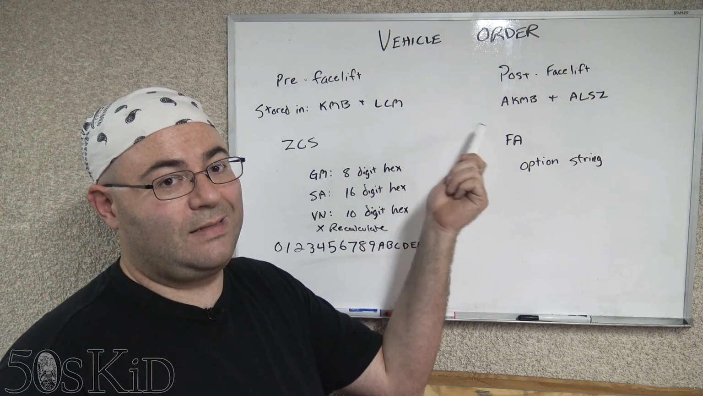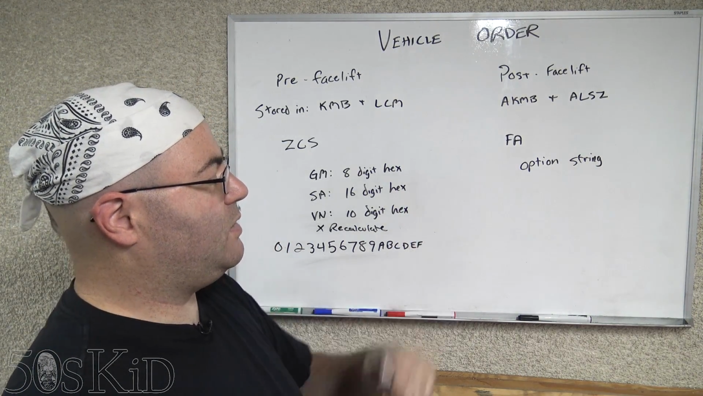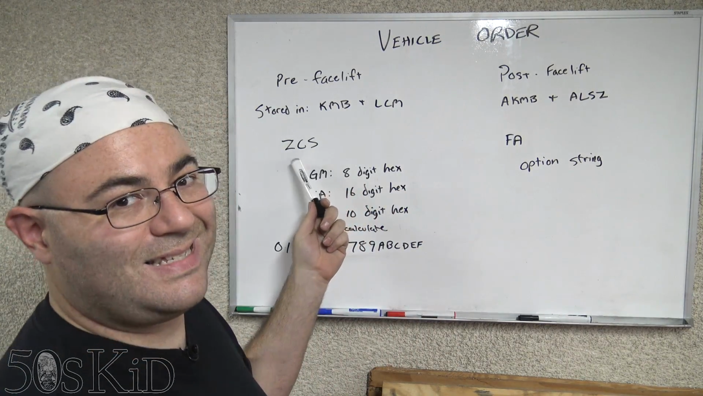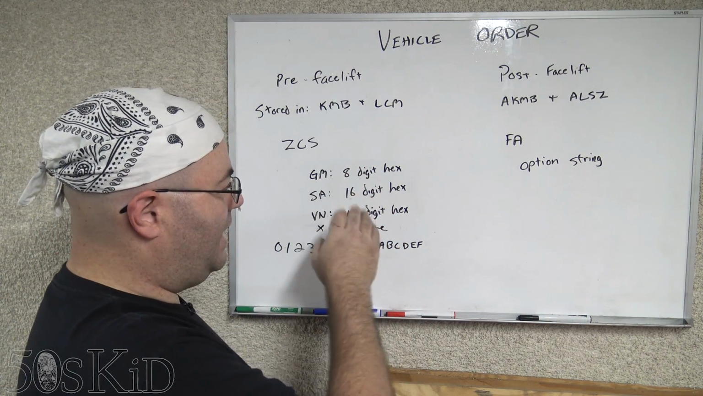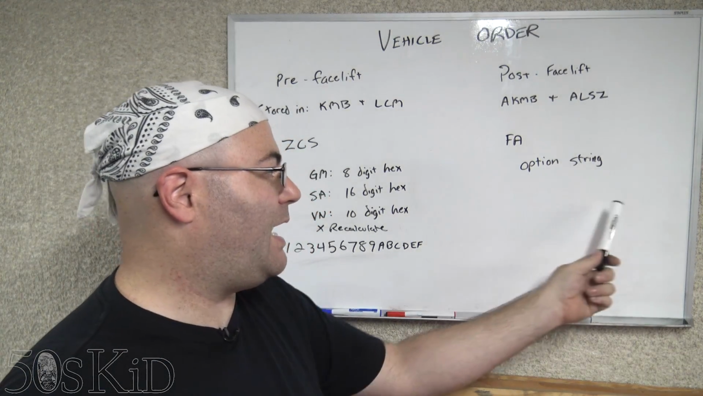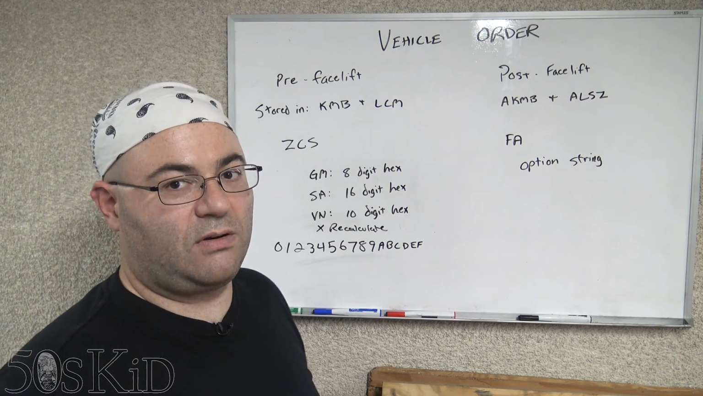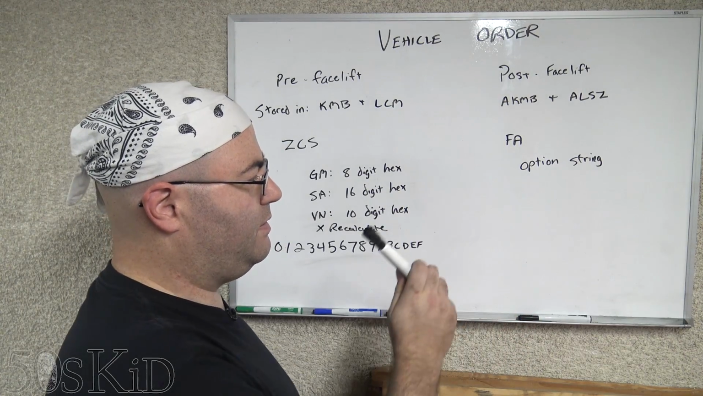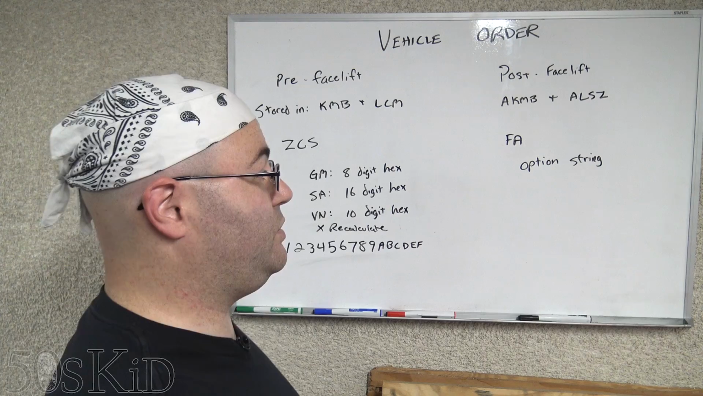But what I do have is a post facelift car. So when I start NCS Expert, I'm going to read the vehicle order from the KMB module, and instead of being called a ZCS, it's called an FA. And instead of having all these different hexadecimal strings, it's just going to have a regular text string of options. And the options are the codes for the various modules that are on the car. I'm not going to mention which number the transmission control module is right now, because we're going to see it in just a second when I actually do this.